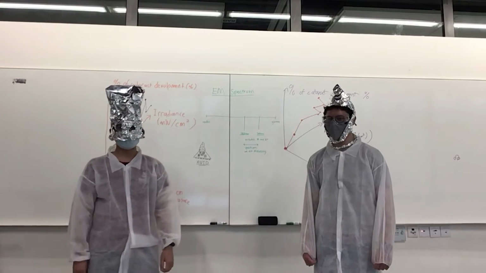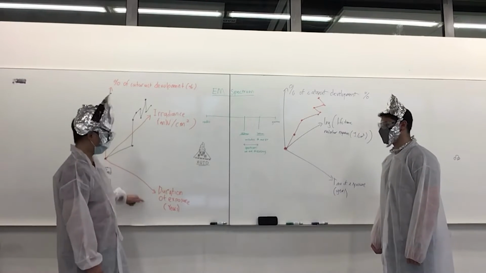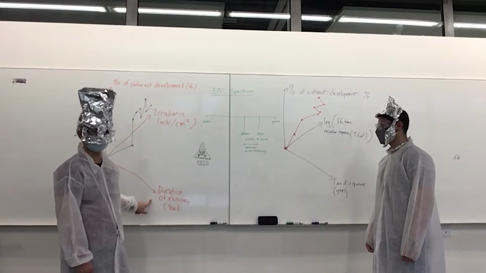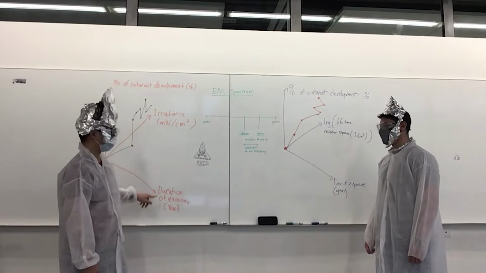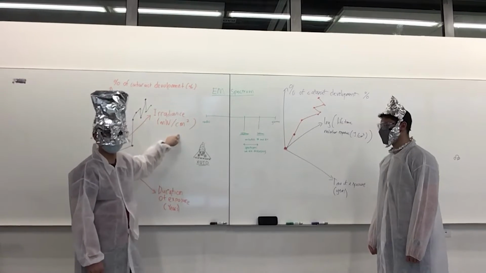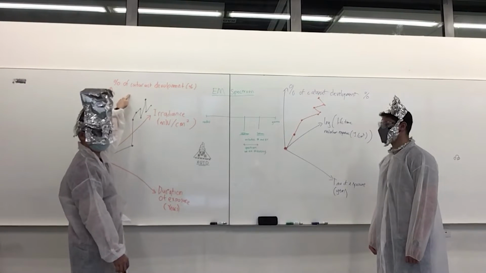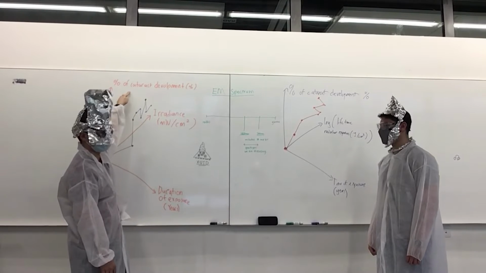Now we shall introduce our model. Our independent variables are represented by D for duration of exposure in years, I for irradiance in watts per meter squared, and P for percentage of cataract development in percent.